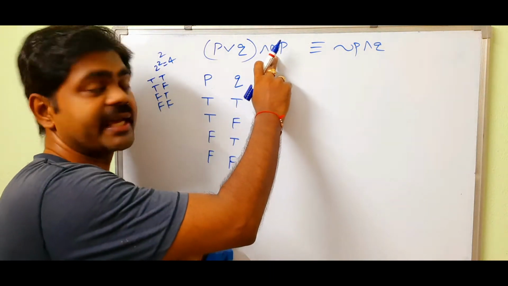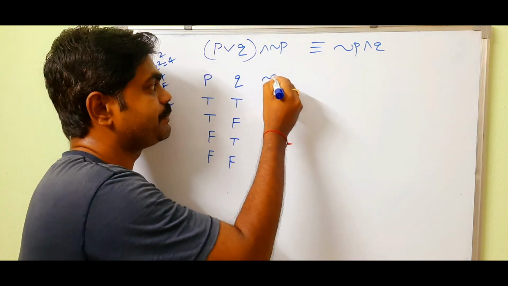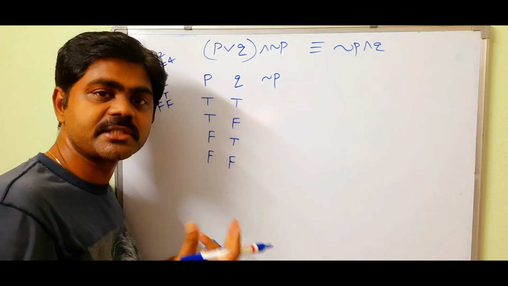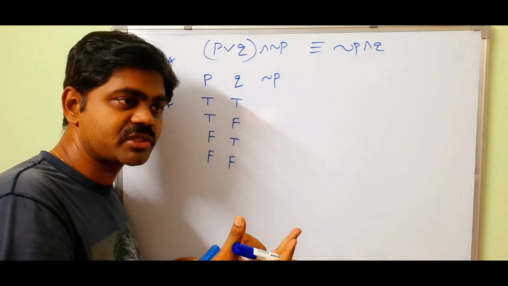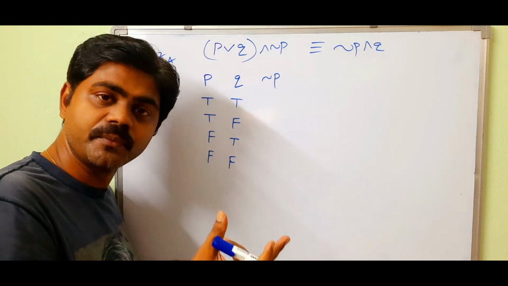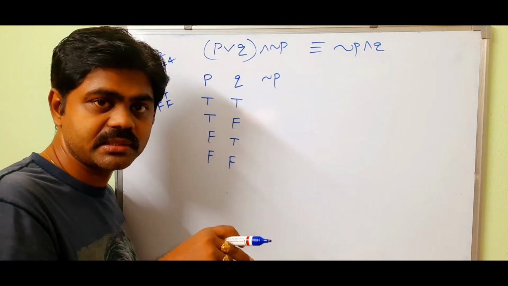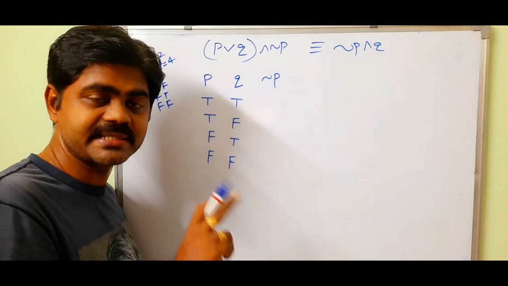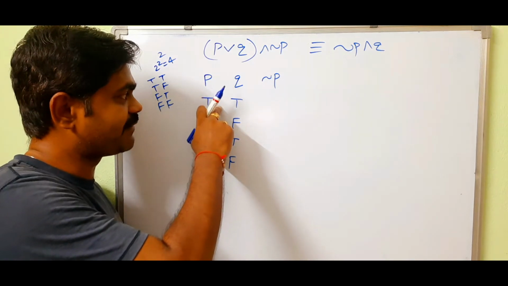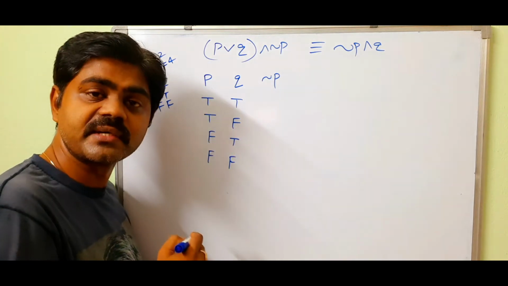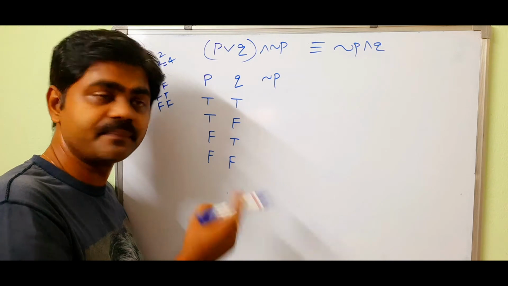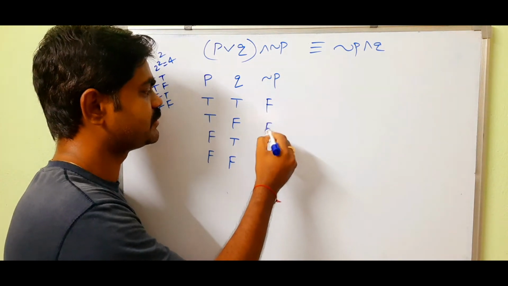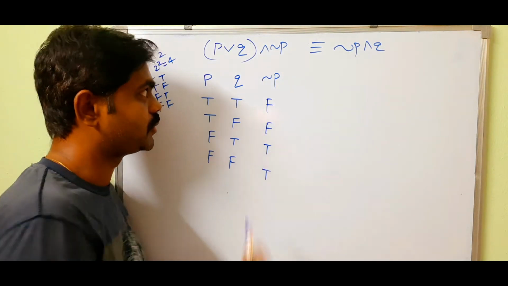Now we have negation P here. So what is negation? Negation is exactly opposite. For example, if P is true, then negation of P becomes false. If P is false, negation of P becomes true. Exactly opposite. So what values do we have in P? True, true, false, false. So negation P will be false, false, true, true.